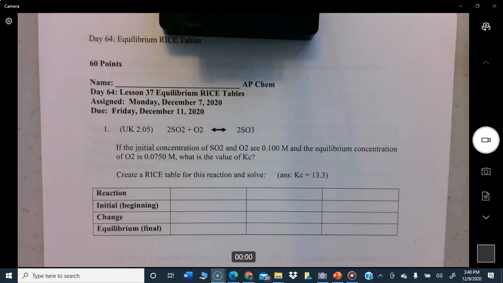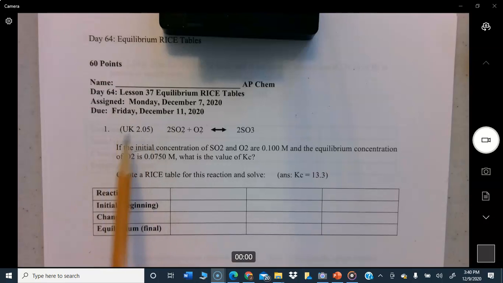So this is AP Chemistry for Hoover High School, and this is your Day 64, Lesson 37 on equilibrium ICE tables. So I've given you about 10 of these problems, but as you get good at them, they'll go faster and faster. So let's go ahead and get started.